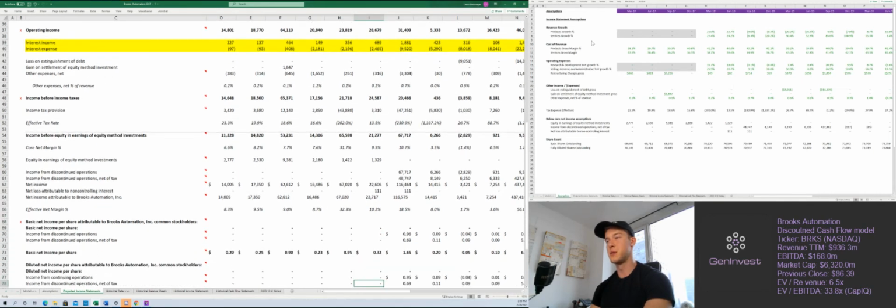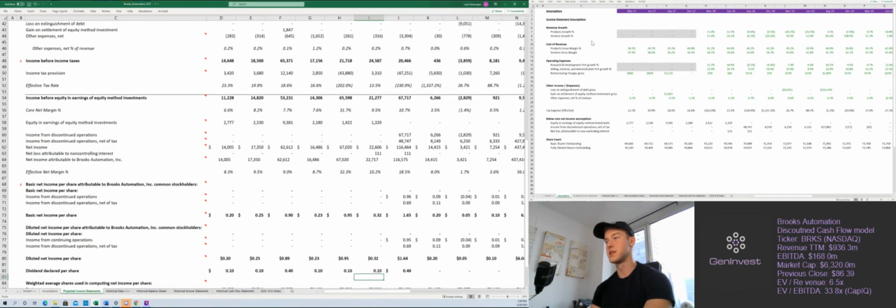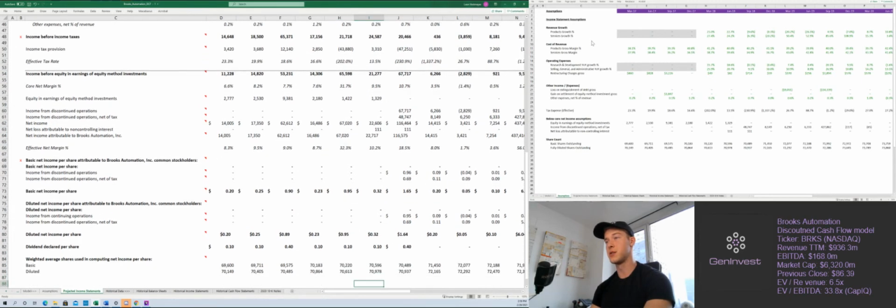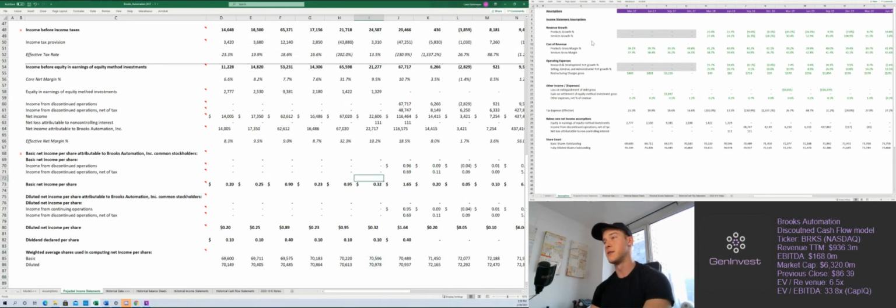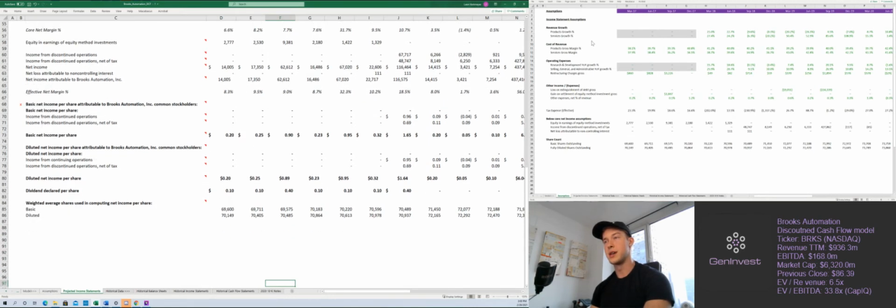We take that net income and divide it by both basic and diluted shares outstanding to get to earnings per share, which is then used in the price to earnings ratio. So if you divide share price by earnings per share, you get your nice price to earnings ratio, which we all know and love. If you don't, definitely go check it out. I've done videos on PE and why it's important.